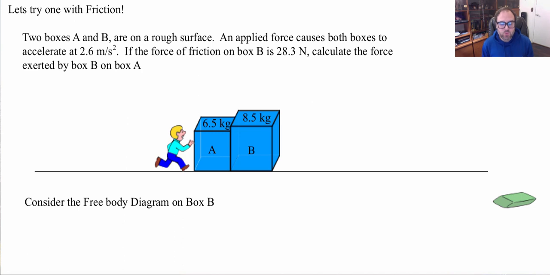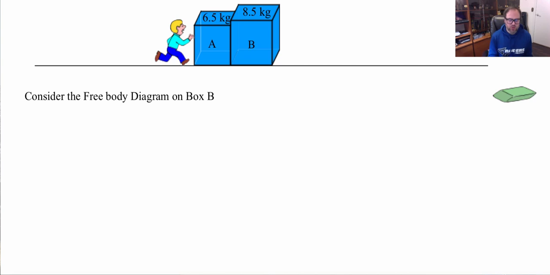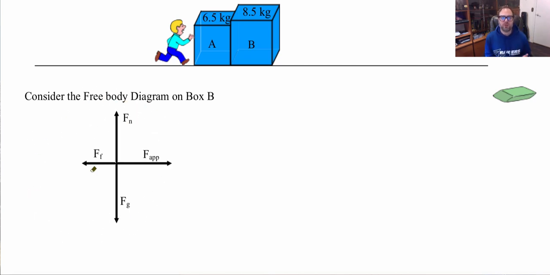So once again here, we are going to look at a free body diagram on box B, because we want to figure out what box B is pushing back on A. So let's take a look at my free body diagram here. Once again, it's not moving up and down, so the normal force and my gravitational force are equal. But one thing to look at here is my applied force is actually going to be bigger than my force of friction. But if we're looking at what is being pushed on block B from this, block B has to overcome the force of friction and the applied force.